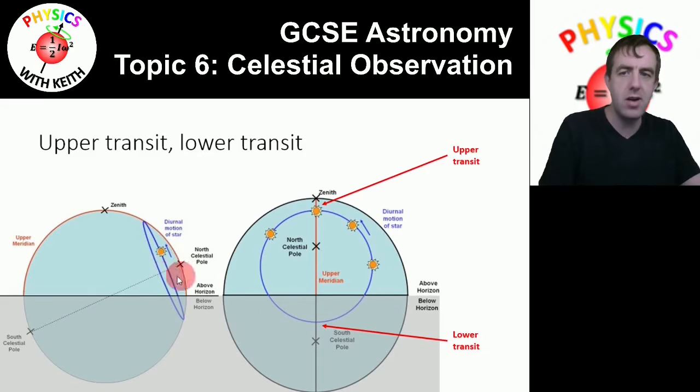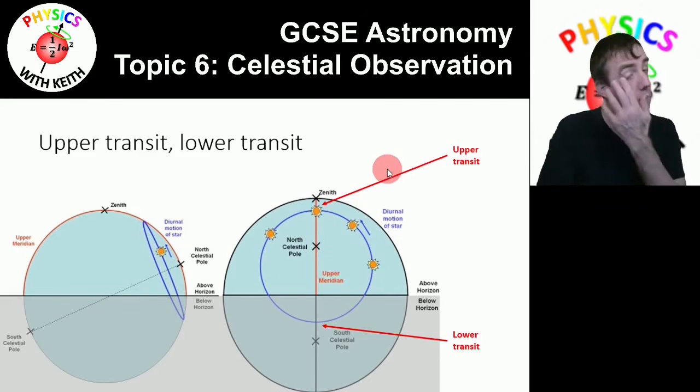So you see this diagram here. We're viewing from the side. Here's the meridian, and the meridian on this diagram is straight overhead. So here we're looking towards the north celestial pole, and here we're looking towards the west. And you've got your upper transit and your lower transit. They're both examples of culmination.